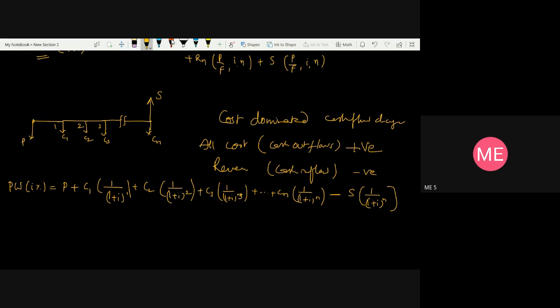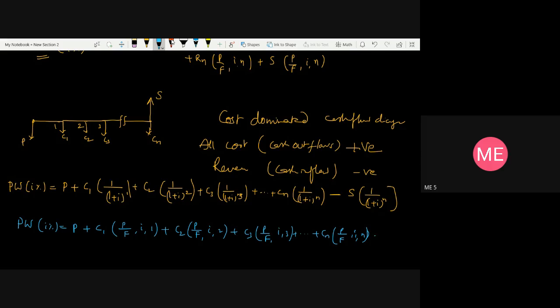The same can be done by using the factors. At i percent, it is equal to P plus C1 into, that is, we are going to calculate the present worth amount for F. Here F is nothing but C1 only, that is the future amount, for the rate of interest i for the first year. Then C2 into P by F, i comma 2, then C3 into P by F, i comma 3, and so on, Cn into P by F, i comma n, then minus S into P by F, i comma n. So this is a generalized formula.